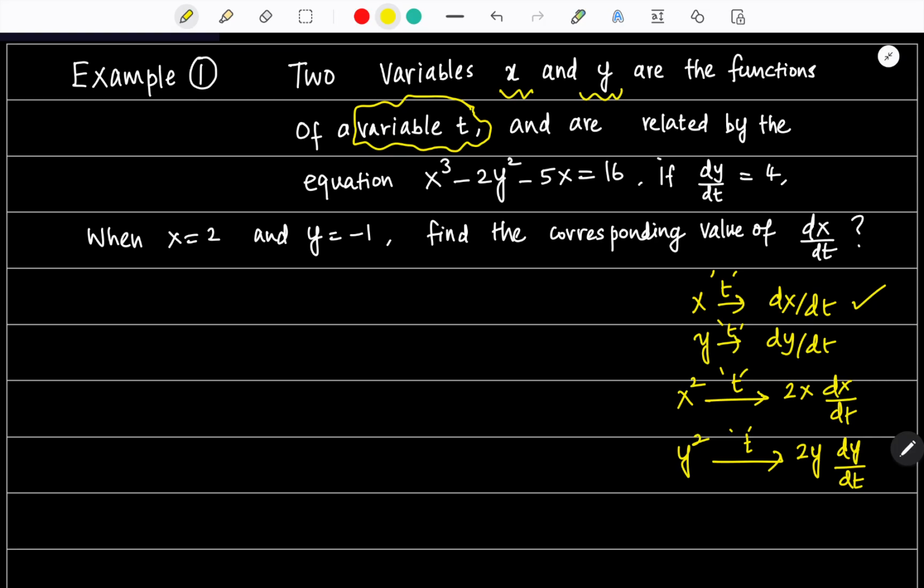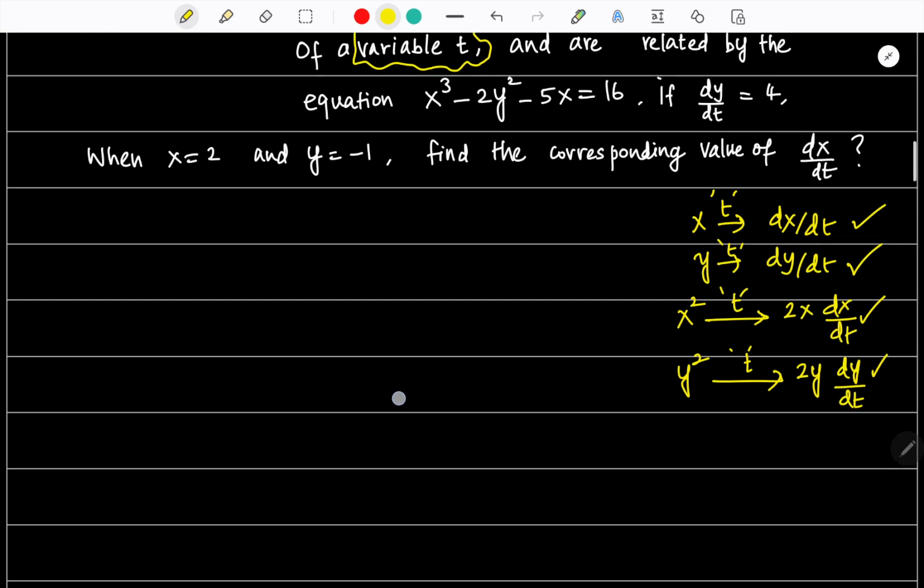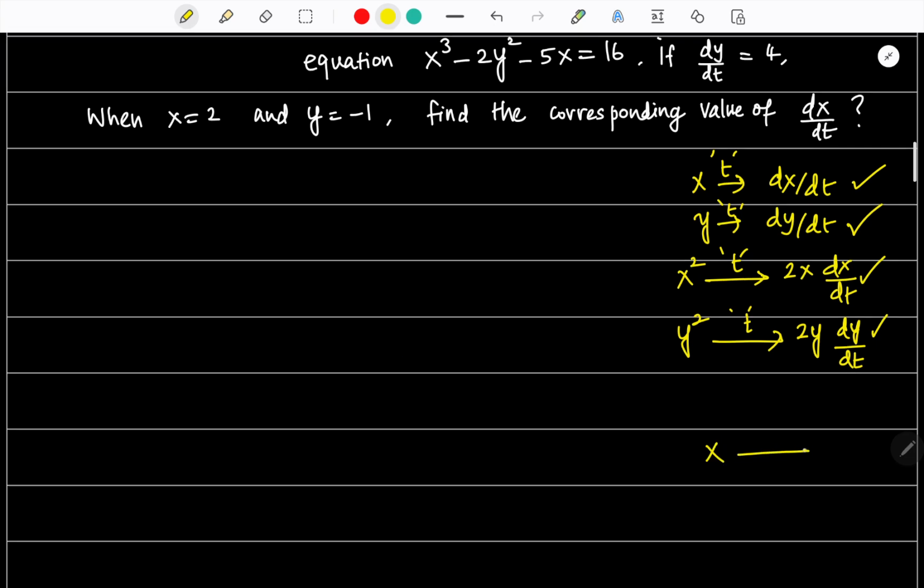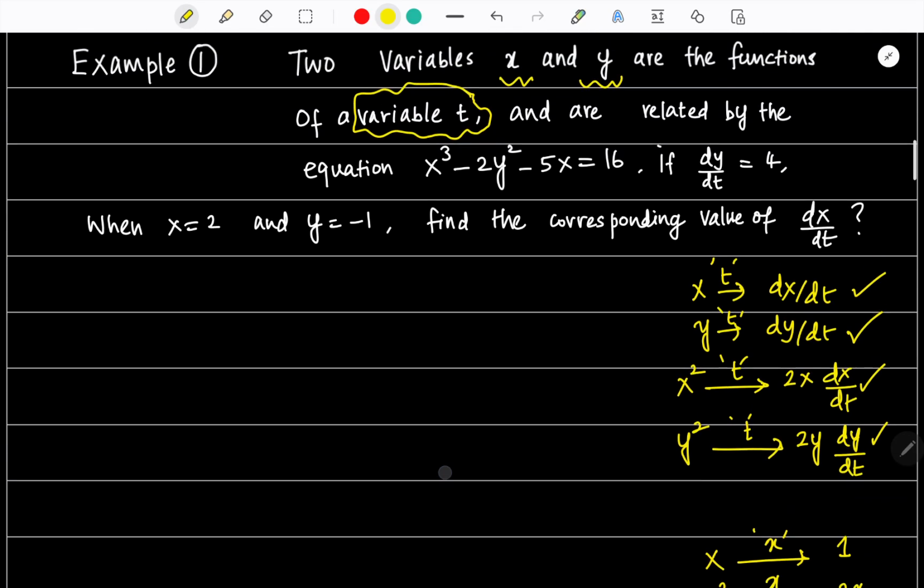x differentiate dx by dt, y differentiate dy by dt, x square differentiate 2x dx by dt, y square differentiate 2y dy by dt. Can you see the difference? Suppose you do x with respect to x, what is the answer? 1. Remember? Suppose you want to differentiate x square with respect to x, what is the answer? 2x. So here it is totally different. Okay, understand?